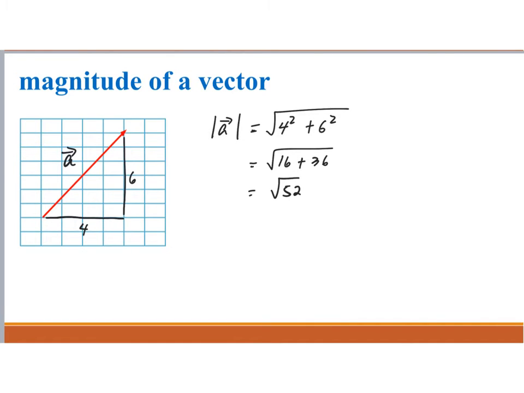And we can simplify this a little bit because 52 is 4 times 13. So this is 2 root 13. Or if you have a calculator, whether it's root 52 or using 2 root 13, you will get about 7.21 units.